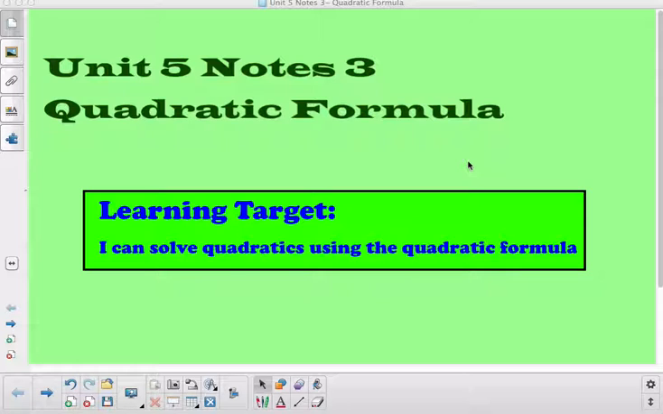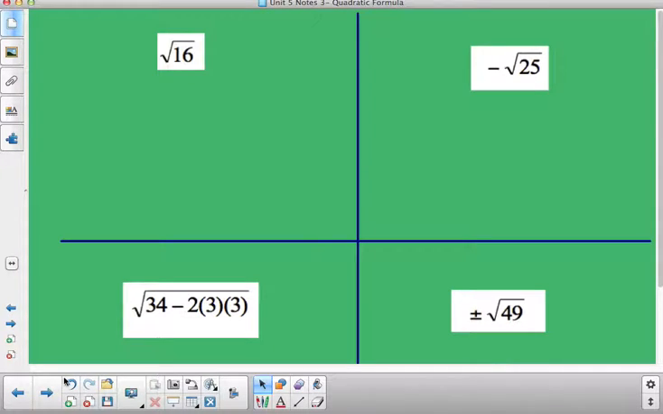Our learning target for today is: I can solve quadratics using the quadratic formula. Up at the top of your notes for today, we are going to start with reviewing radicals and simplifying radicals and square roots. It's a really nice thing in this lesson to know what your perfect squares are, things like 1, 4, 9, 16, 25, 36, and so on. Those are all perfect squares, and those are going to be really good for you to know in this unit.